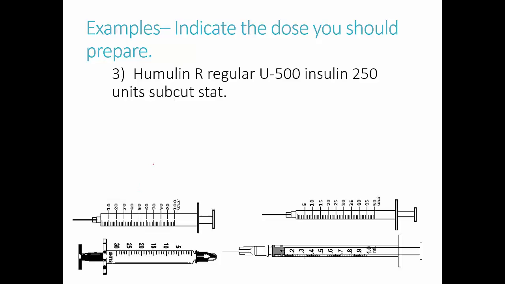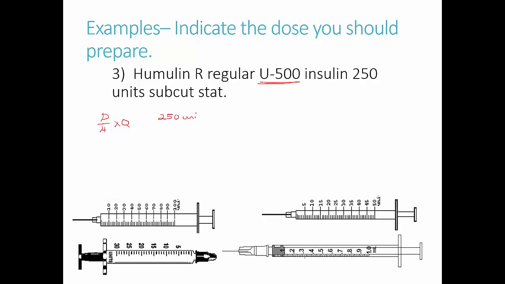Our third example is for Humulin R, regular, U500. So immediately when I see this, this insulin is to be converted to milliliters. And our order here is for 250 units. So I'm going to use the nursing formula first, and I'll show you some other ways as well. Nursing formula: we have doctor's order over what we have on hand, times the quantity that it is in. So my doctor has ordered 250 units.